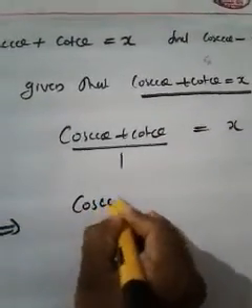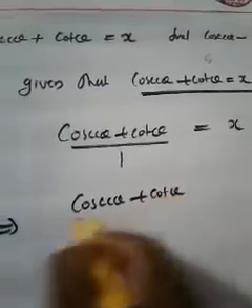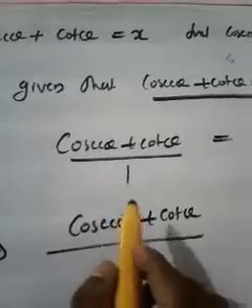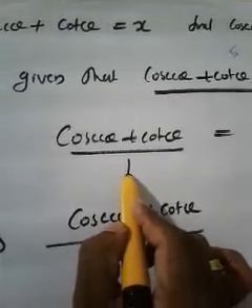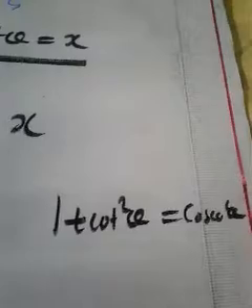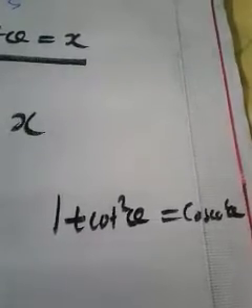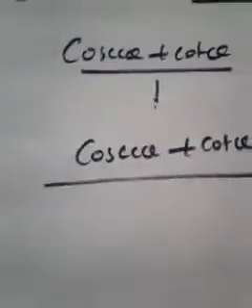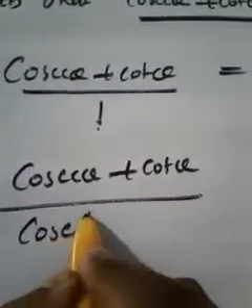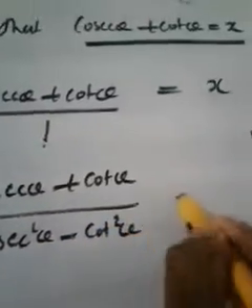Now it becomes cosec theta plus cot theta divided by, can you replace this 1 in terms of cosec and cot? You know one identity: 1 plus cot square theta is equal to cosec square theta. From this identity, what is 1? Cosec square theta minus cot square theta. So I can replace 1 as cosec square theta minus cot square theta, and the right side as it is.